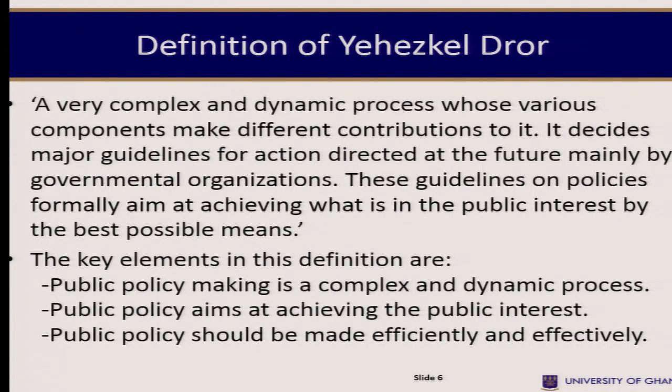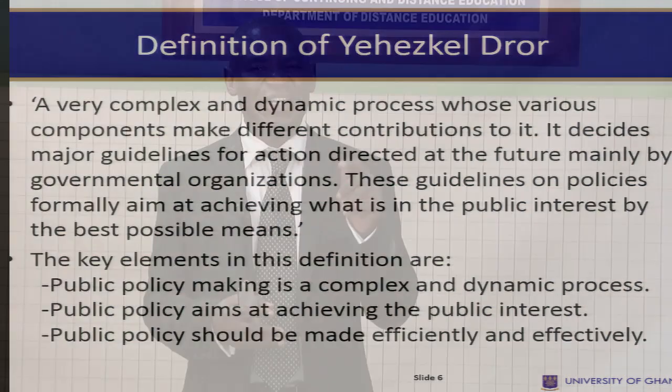Public policy aims at achieving the public interest. And we have already understood that the public interest is the interest of the generality of the population. So what Dror is telling us is that public policy should ideally aim at achieving the interest of the generality of the population of a country. The last point here is public policy should be made efficiently and effectively. By efficiency, he means that the value of the inputs, that is the amount of money we spent in getting the policy done, should give us an outcome or an output that is far higher in value than the inputs that we have made. Then effectiveness means that public policy must achieve its objectives.